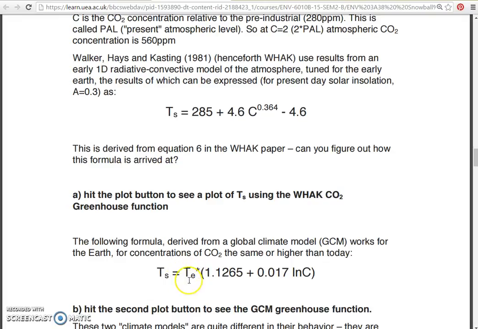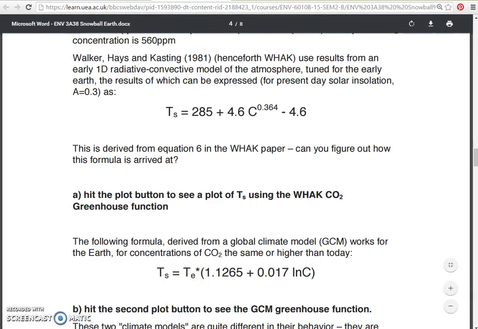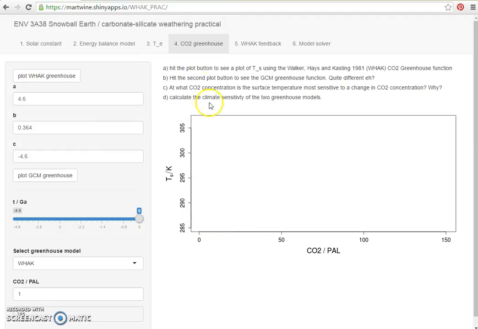The GCM one, or the one derived from the GCM, explicitly gives the effective temperature down here. So this one changes through time by default as the solar constant changes and the effective temperature changes. So the key thing to take from this part of the exercise is that different greenhouse models look quite different. You'd think we'd understand this.